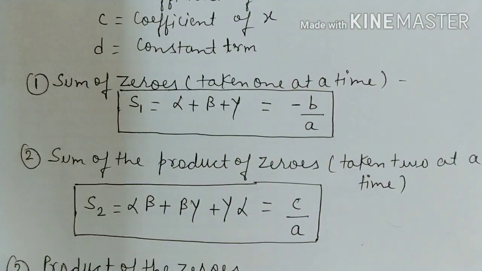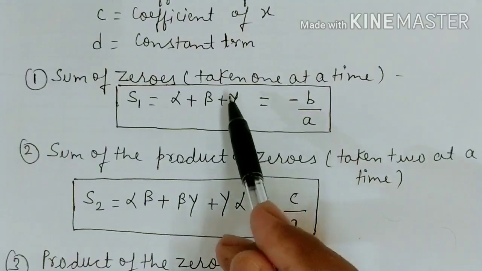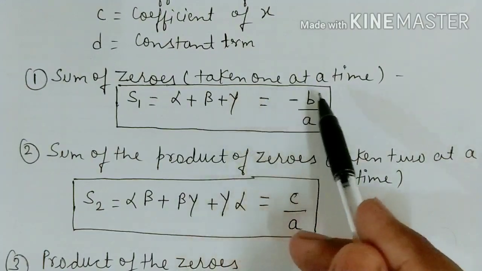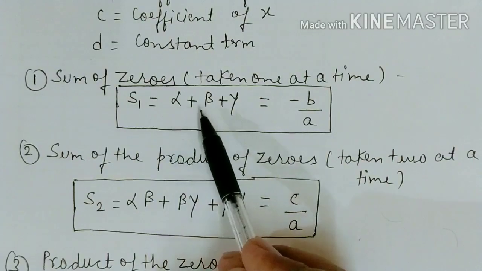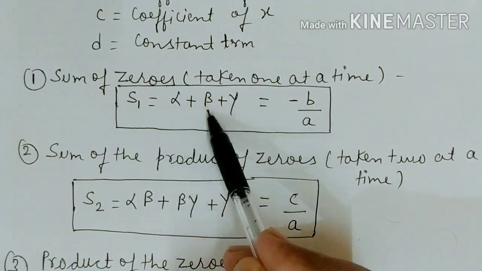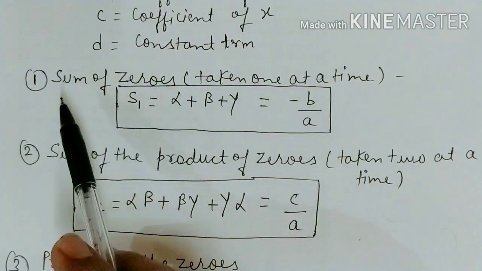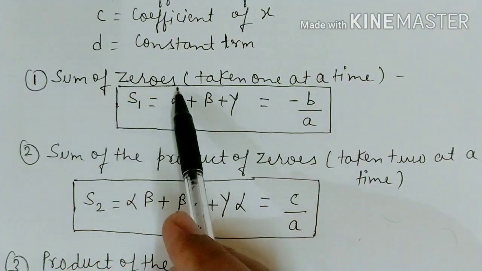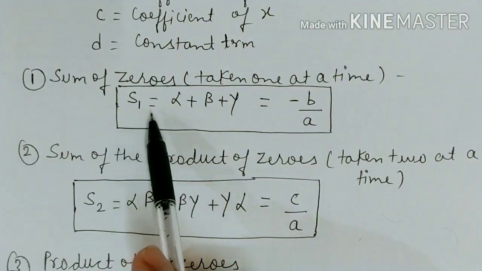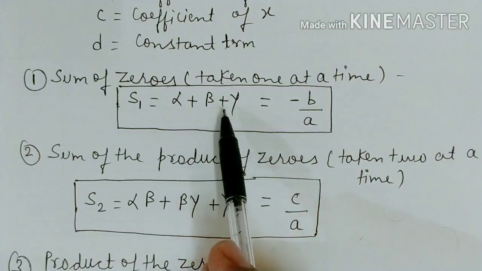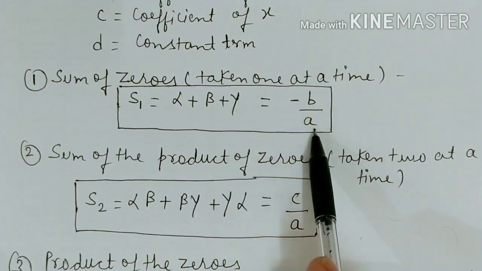First one. See the first one. Sum of zeros. Here in the bracket it is written taken one at a time. Taken one at a time means I am taking alpha one at a time, plus beta, that is a single quantity, plus gamma, that is a single quantity. So first is the sum of zeros. The sum of zeros in this cubic polynomial is denoted by S1, which is equal to alpha plus beta plus gamma. Clear? Which is equal to minus b by a.